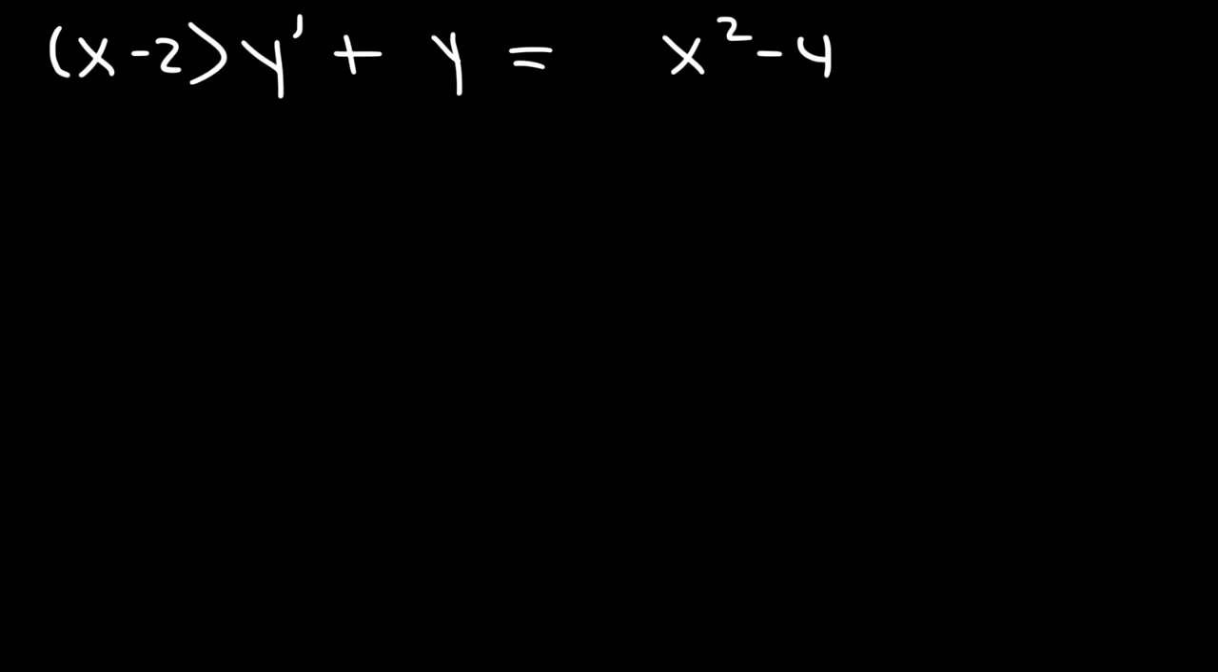Now let's move on to our next example. So let's say we have x minus 2 times y prime plus y, and let's say that's equal to x squared minus 4. So feel free to take a minute, pause the video, and try this example. So once again, we need to have a 1 in front of y prime. So let's divide every term by x minus 2.